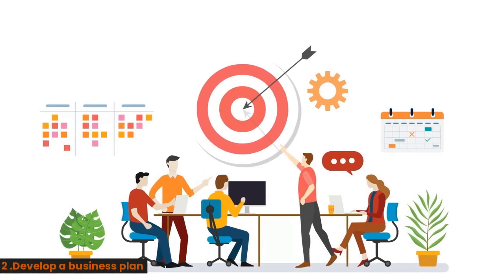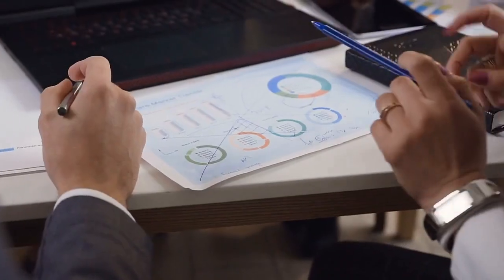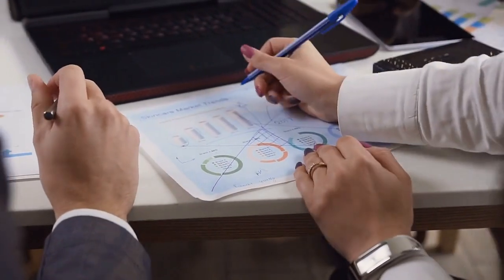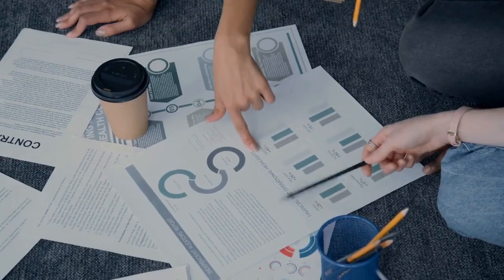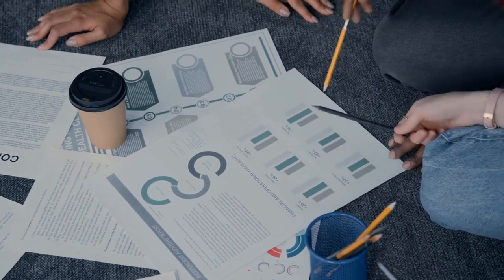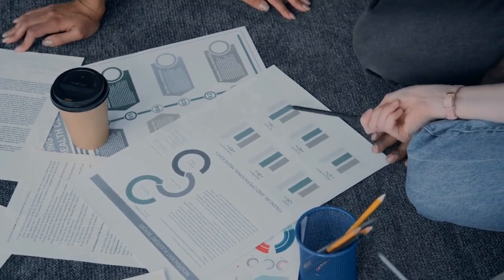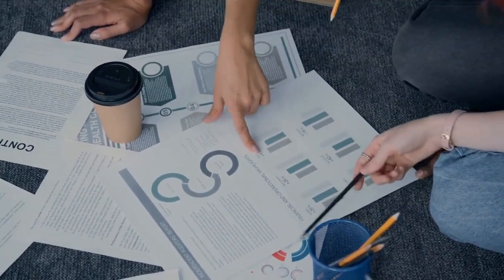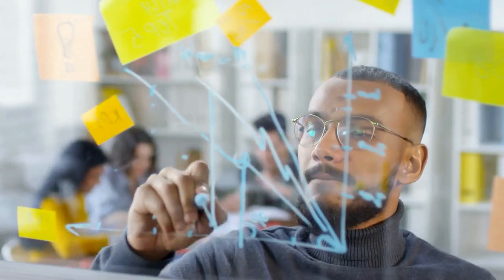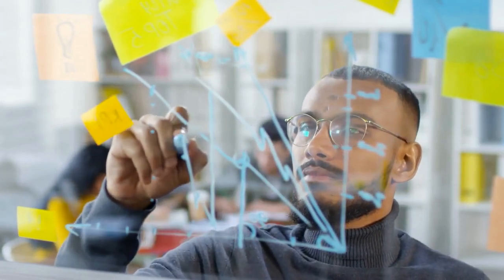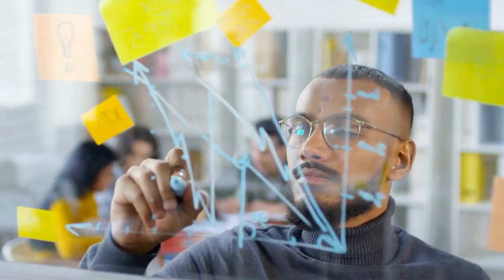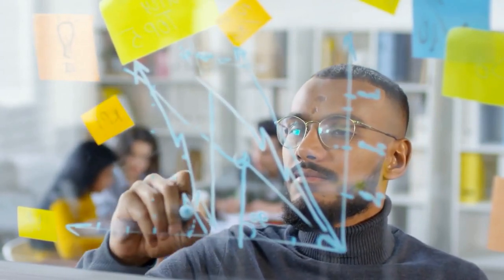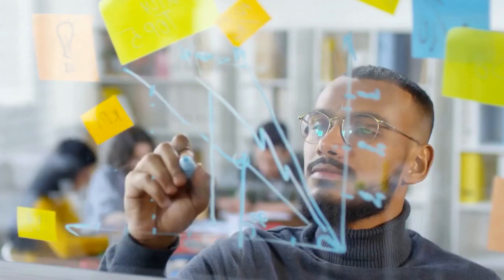2. Develop a business plan. Developing a business plan is an essential step in starting an online business. A business plan outlines your goals, strategies, and tactics for achieving success and helps you stay focused on your objectives. It is a comprehensive document that outlines all aspects of your business, including your mission statement, target market, products or services, marketing strategies, financial projections, and more.